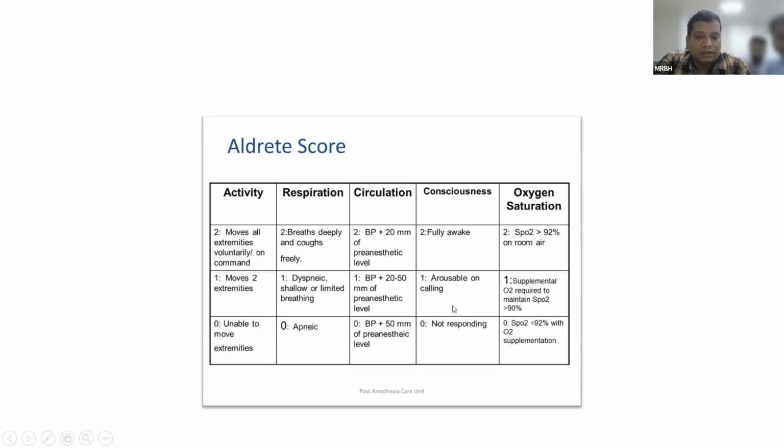Consciousness: not responding, 0; arousable on calling, 1; fully awake, 2. Oxygen saturation: SpO2 less than 92% even with oxygen supplementation, 0; supplemental oxygen required to maintain saturation above 91%, 1; and SpO2 above 92% on room air, 2.